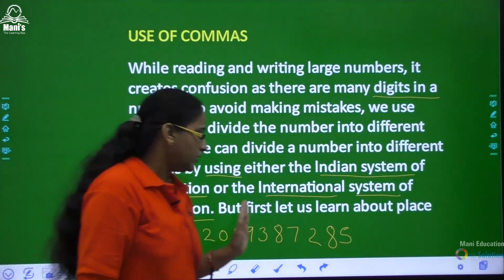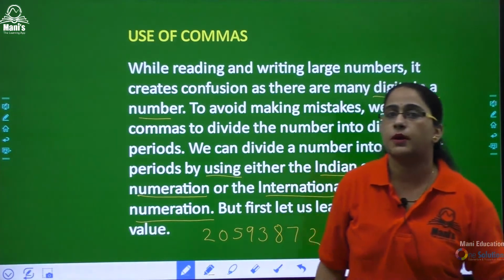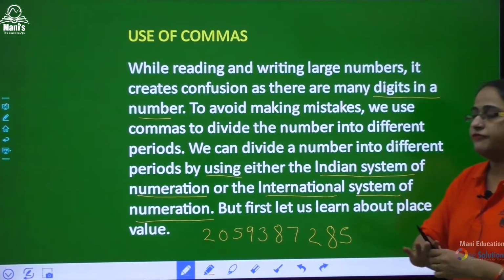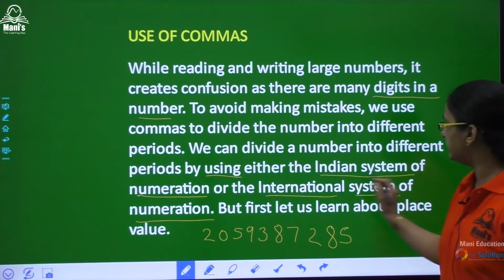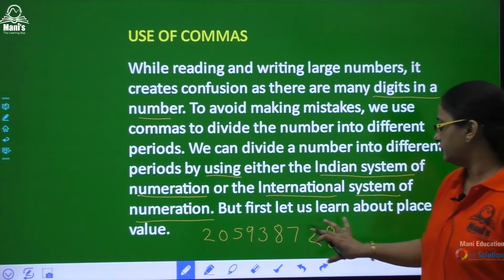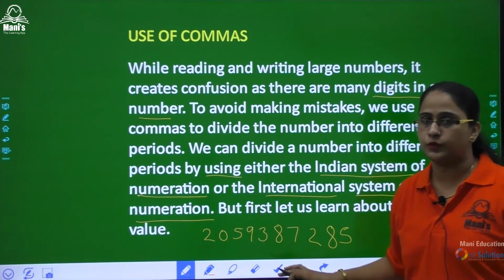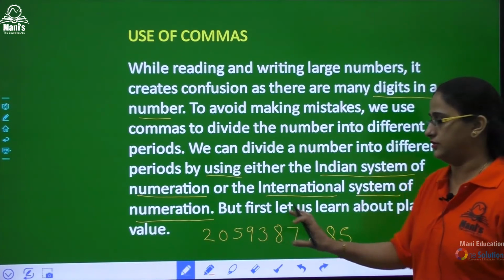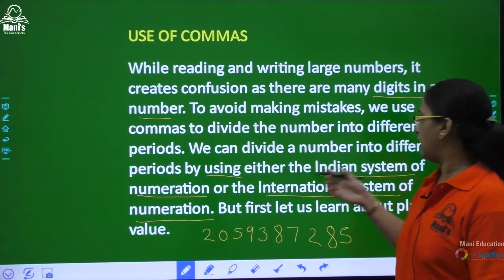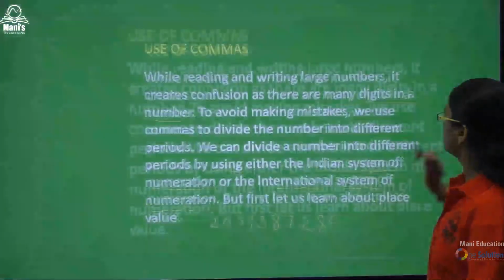For this, first of all, we have to discuss place value and face value. Understood? If I am talking about the Indian system, we have to take 3 digits, then 2 pairs of 2, and in case of the international system, we have to take pairs of 3. Afterwards, we will discuss it.